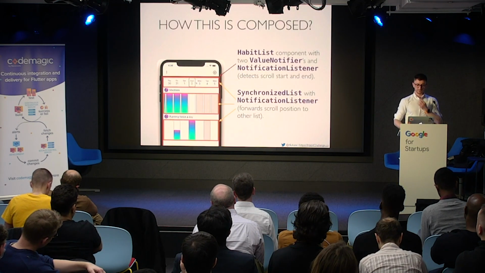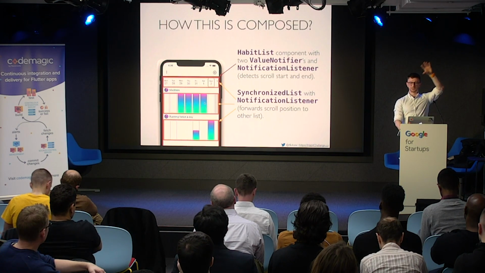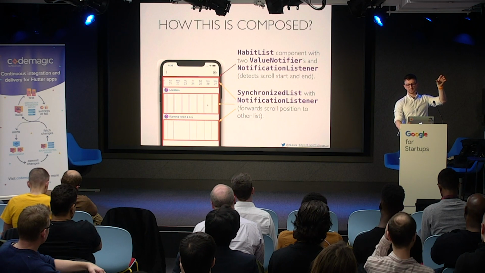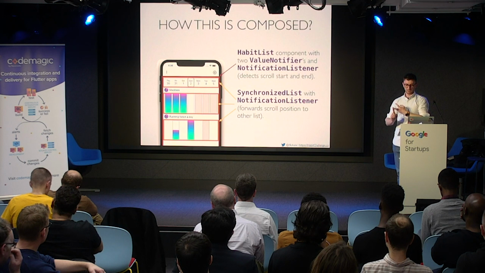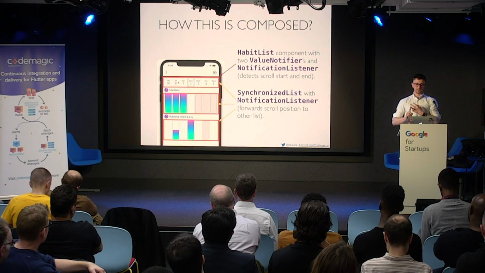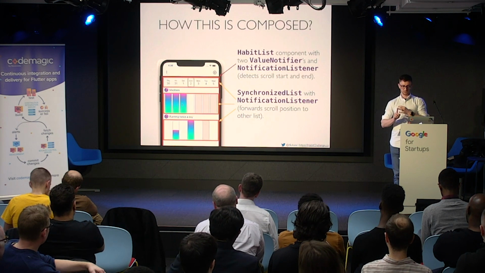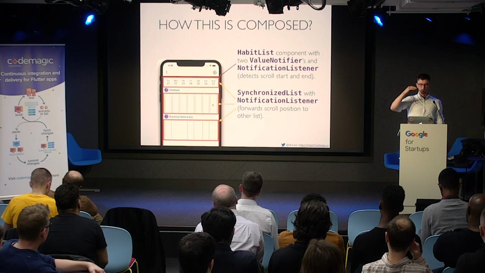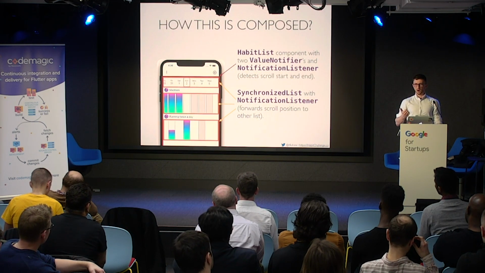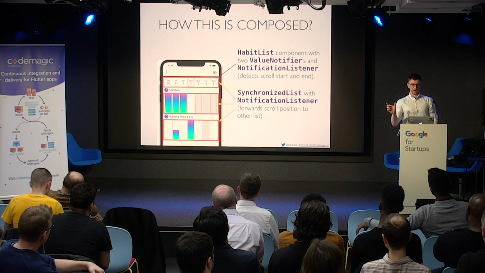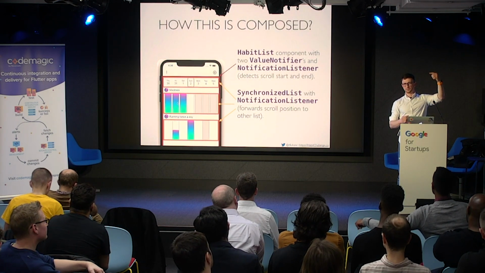So how is it combined? There is a habits list component that sits on top of everything. It has two value notifiers, one for the active list, the other for the scroll position, and a notification listener detects the active list that is actively scrolling. Then each synchronized list has a notification listener for the position of this list, and it gets the position of the other list and the active list from the parent.